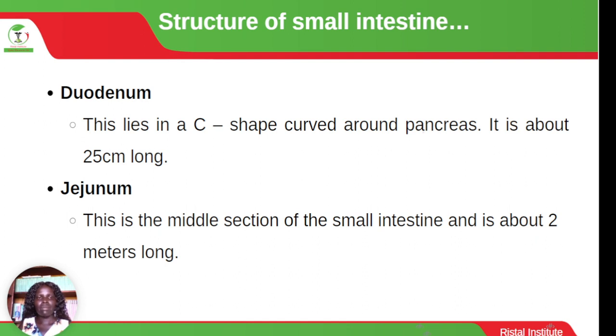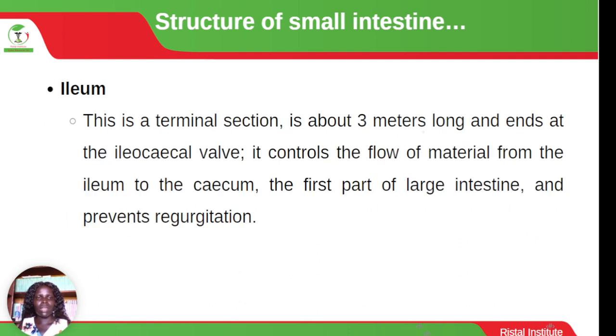Then we have the jejunum. This is the middle section of the small intestine and is about 2 meters long. Then we have the ileum. This is the terminal section, about 3 meters long, and it ends at the ileocecal valve. It controls the flow of material from the ileum to the cecum, the first part of the large intestine, and prevents regurgitation, the coming back of the food into the stomach.